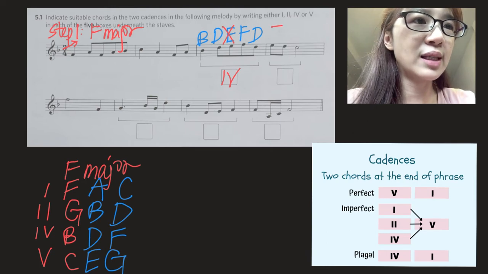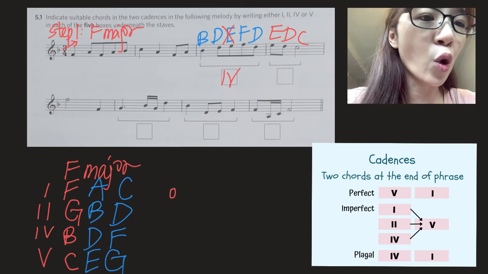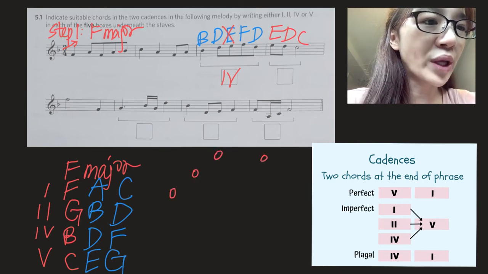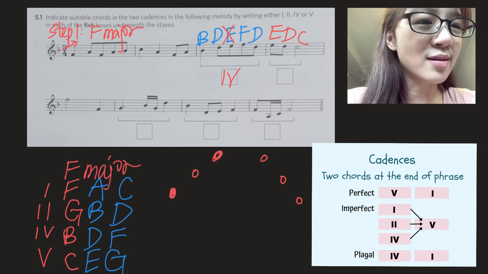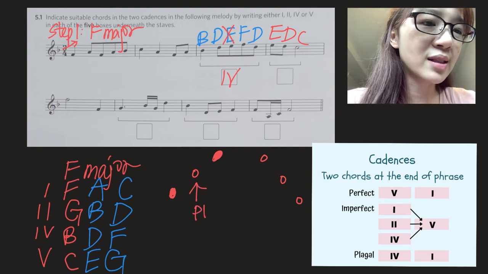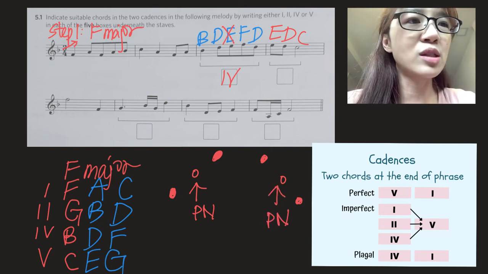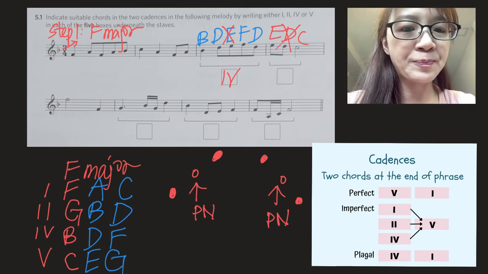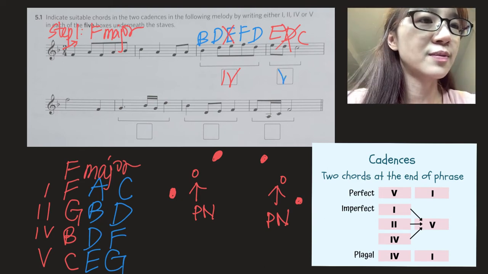Next one, E, D, C. Remember I told you those stepwise going up or going down. The first note and the third note are the chord notes. This one is considered the passing note because it just passes by. So this is also a passing note. In this case, you only need to consider E and C. E and C is chord 5. You have to use chord 5 for this question.